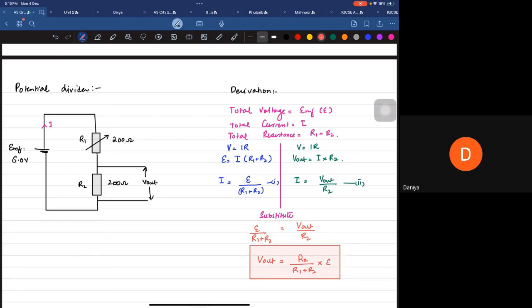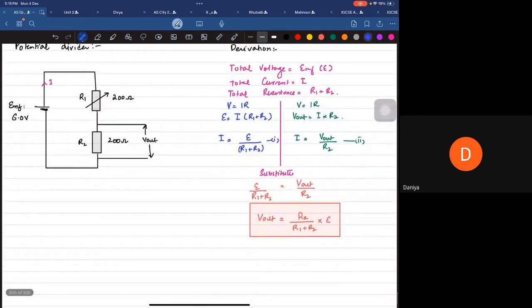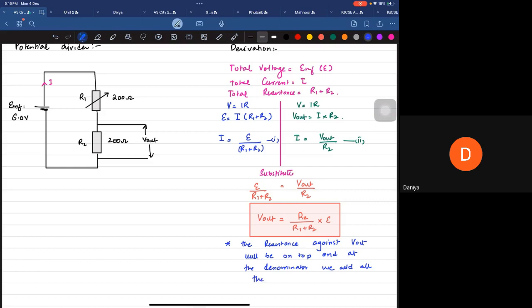Now, the important part here that I want to point out is, if you notice, the resistance against V out will be on top, and at the denominator we add all the resistors. Alright, so that's why it's R1 plus R2. And as you can see, because R2 was against V out, we have to put R2 on top.